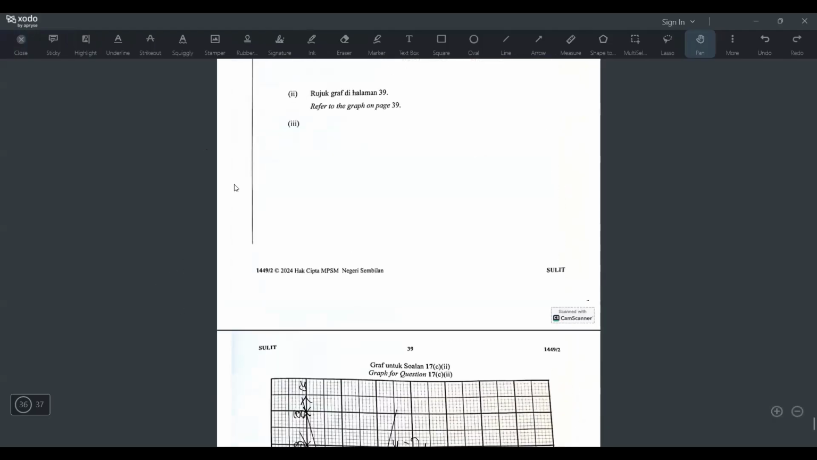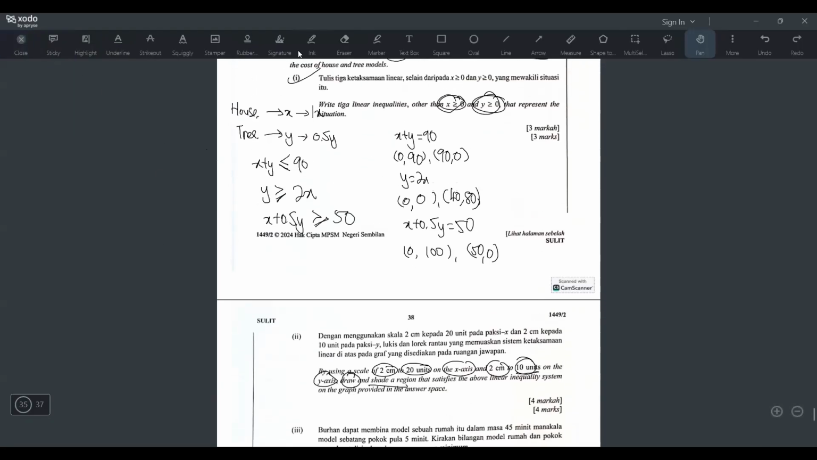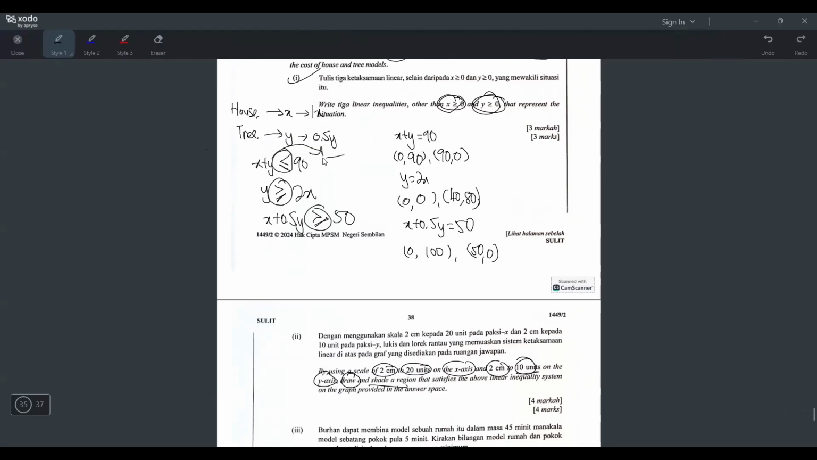Okay, now done already. Now it's time to shade. Because they said draw and shade the region, right? When we shade the region, we have to look at the inequality symbol, right? So we have to look at the sign. So this one is smaller, this one is bigger, this one is bigger. Oh, and also you have to make sure the y has to be positive. If the y is negative, then you have to bring it to the other side and then look from there. You have to look from the other side, right?